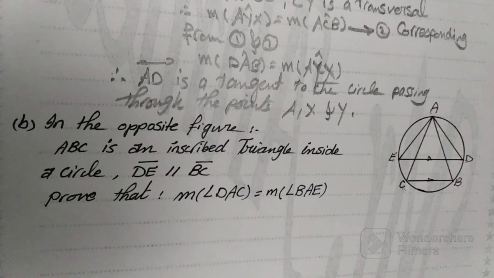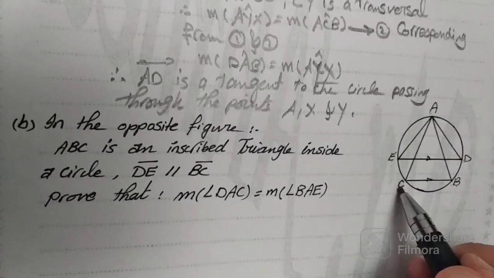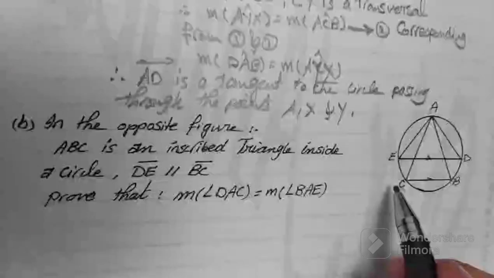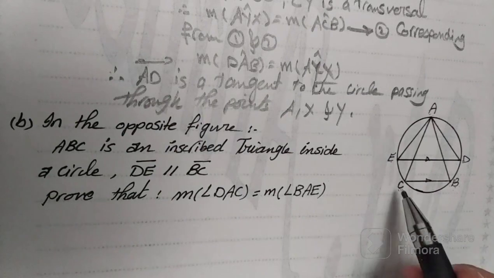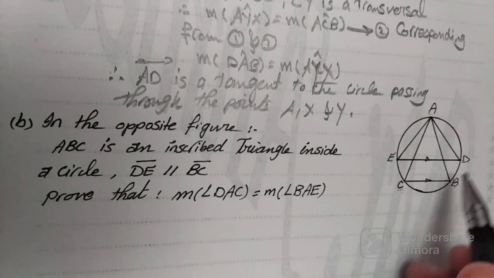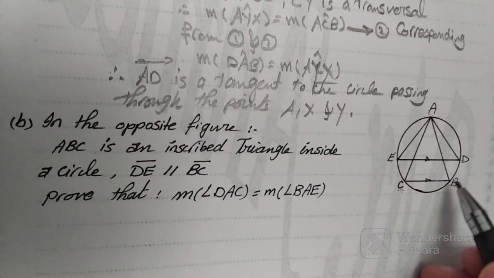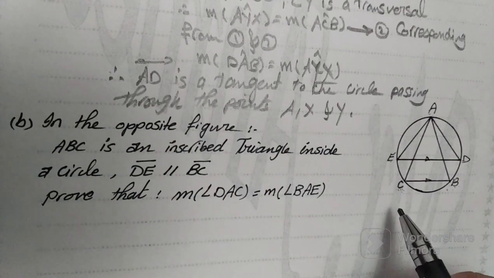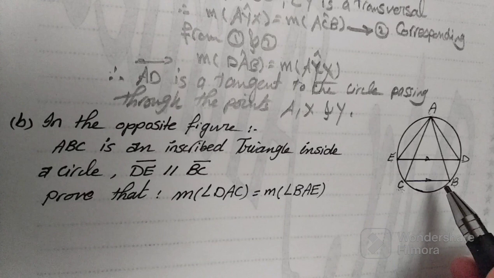Another solution: since DE is parallel to BC, therefore the measure of arc BD equals the measure of arc CE. Okay? By adding the measure of arc BC to both, therefore the measure of arc DBC equals the measure of arc ACB. Then the inscribed angles drawn on them are equal. Therefore DAC equals BAE.